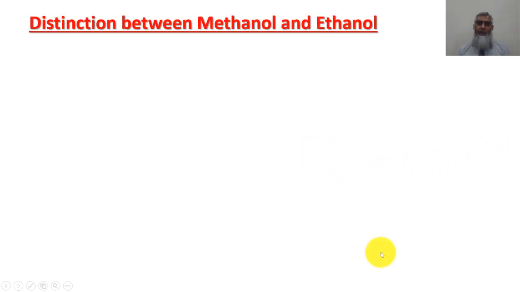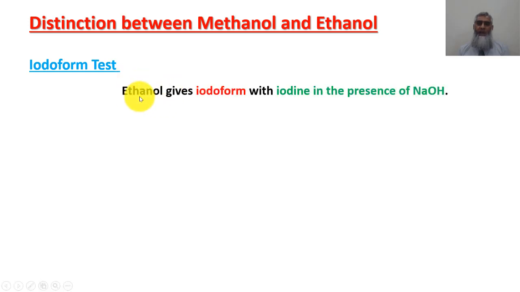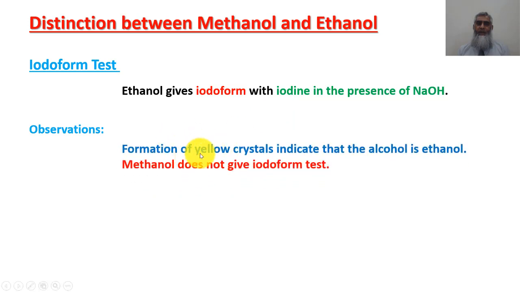Now we will move toward an identification test between methyl alcohol and ethyl alcohol, the distinction between methanol and ethanol. Methanol and ethanol can easily be identified by using the iodoform test. Ethanol gives iodoform with iodine in presence of sodium hydroxide. The yellow crystals of iodoform will indicate that the given alcohol is ethanol.